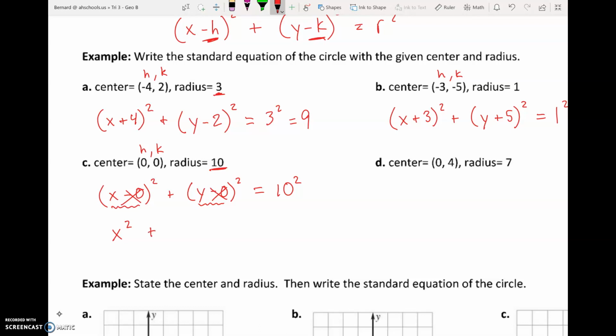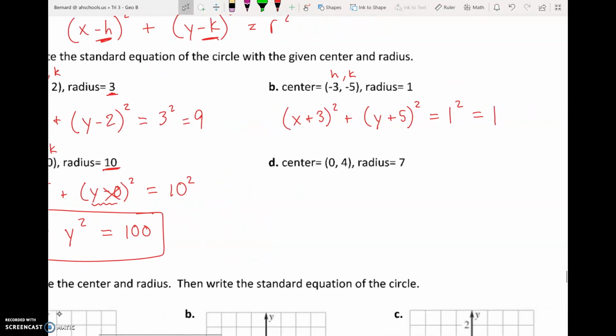And then the same thing will happen with the y, right? Y minus 0 is still just y. And so it'll be x squared plus y squared, and that'll equal, and 10 squared is 100. And so we definitely need to have that conversation, because this is what you'll see whenever you get a 0 for your h and k. They just don't write 0, they'll just have that individual thing squared by itself. And that's what we'll see in D as well, right?